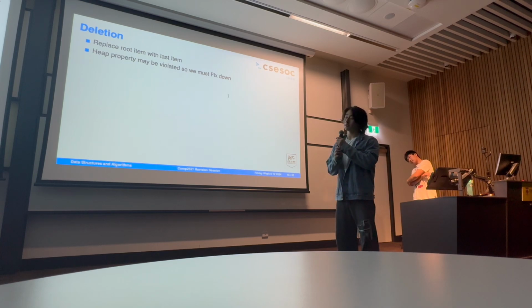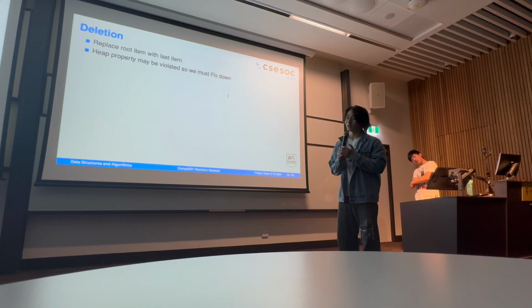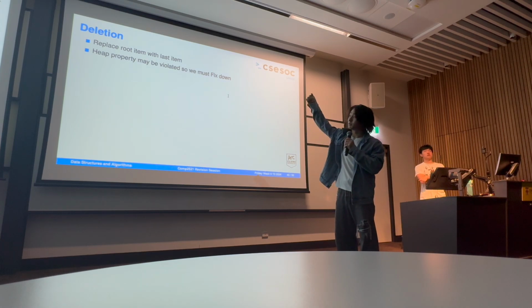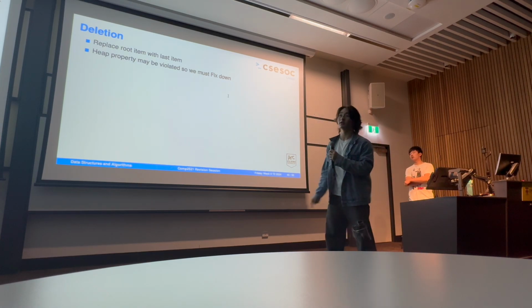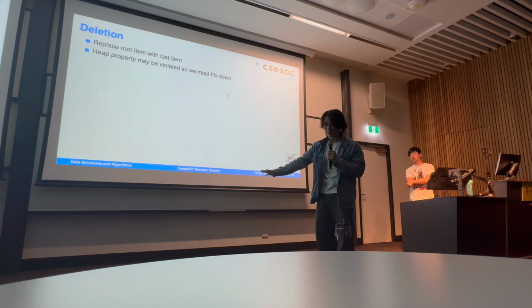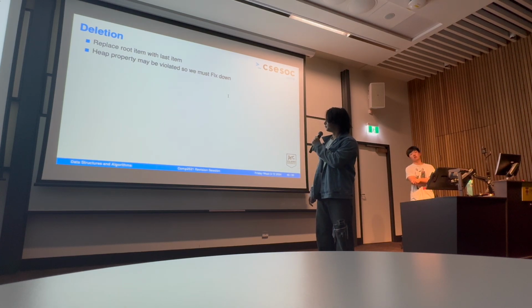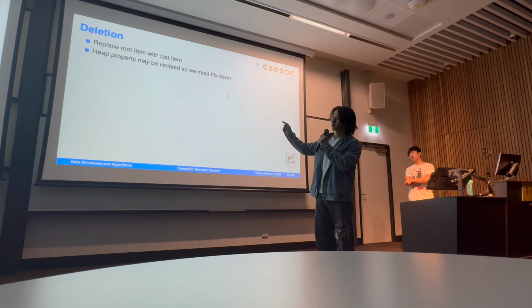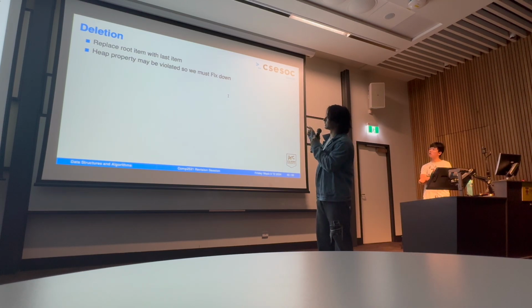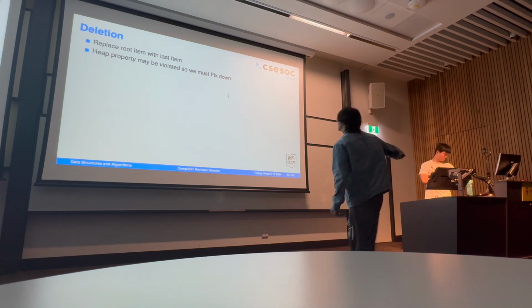Because remember, when we delete from a heap, we delete from the top. So first we swap them around with the last item, and the last item is the item in the furthest bottom level, most towards the right. And now, the problem is the heap property may be violated, so we must fix that.